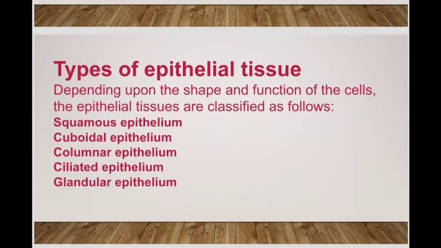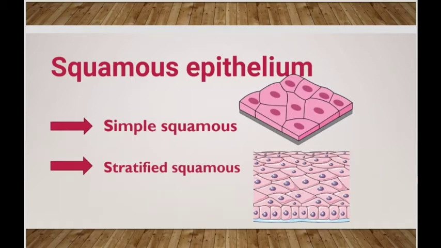Types of epithelial tissue. Depending upon the shape and functions of the cells, the epithelial tissues are classified as follows: squamous epithelium, cuboidal epithelium, columnar epithelium, ciliated epithelium, and glandular epithelium. Squamous epithelium. There are two types of squamous epithelium: simple squamous epithelium and stratified squamous epithelium.